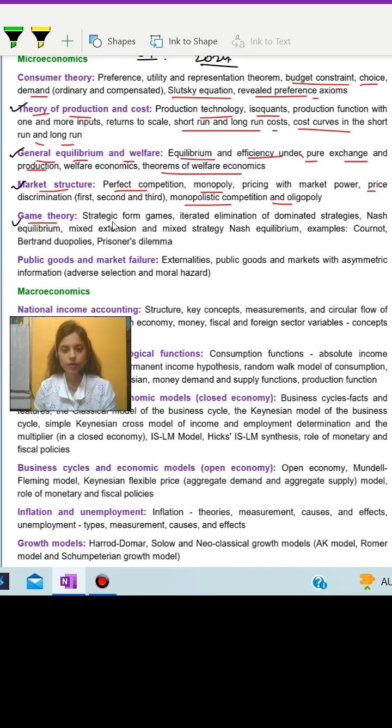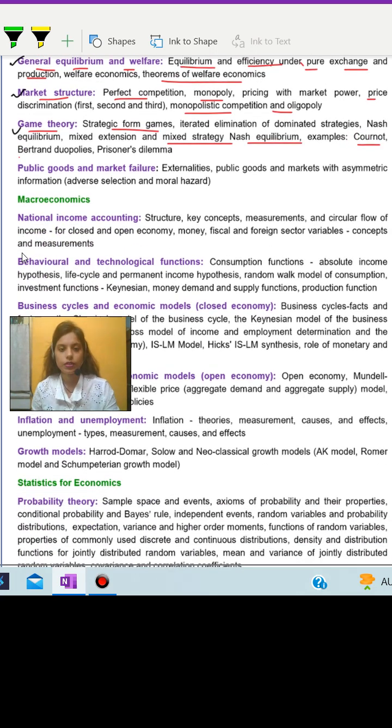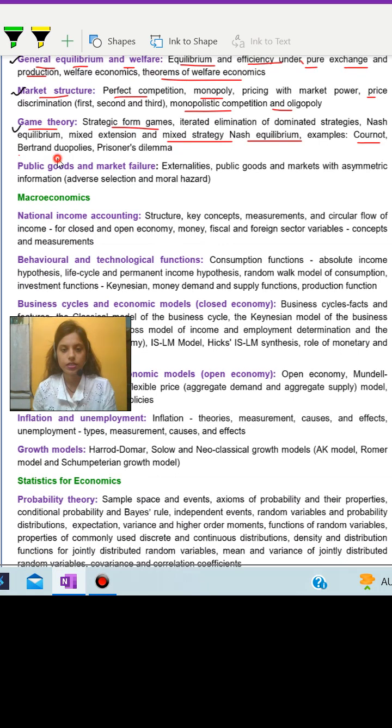Next is the game theory, strategic form games, then mixed strategy, Nash equilibrium. Like for examples, you need to know the examples of Cournot, Bertrand duopolies, then prisoner's dilemma. All these concepts should be clear. Coming to public goods and market failure, externalities, then all the adverse selection, moral hazards, you need to know about all these things. Coming to the macroeconomics part, of course, national income accounting is very important.